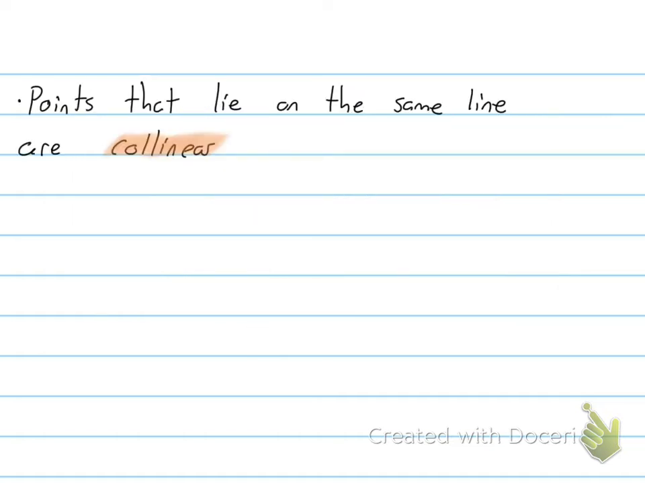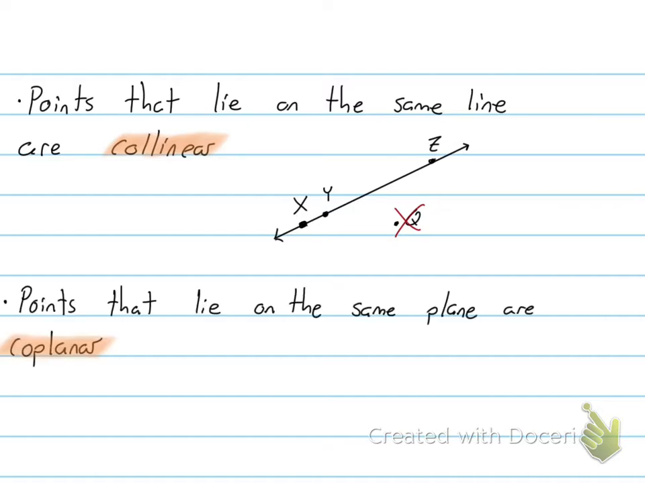So points that lie on the same line are called collinear. So if I have a line with point X on it, Y would be collinear, Z would be collinear. Point Q, we could see we couldn't draw a straight path through all those points, so Q would be non-collinear with those. Points that lie on the same plane are coplanar. So if we have a plane with point A, B and C would be coplanar. Point D would be non-coplanar.